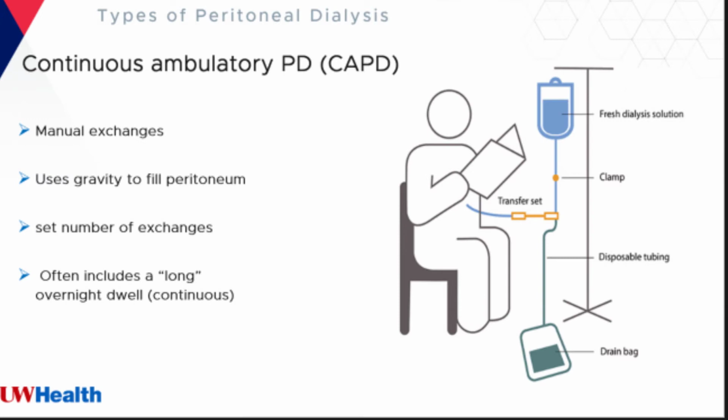Some patients do continuous ambulatory PD. This is a manual method. Patients will connect themselves and drain their abdomen, followed by a fresh fill of dialysate. When the exchange is complete, they disconnect until the next exchange is needed. The number of exchanges and the amount of time between exchanges will be ordered by the physician.